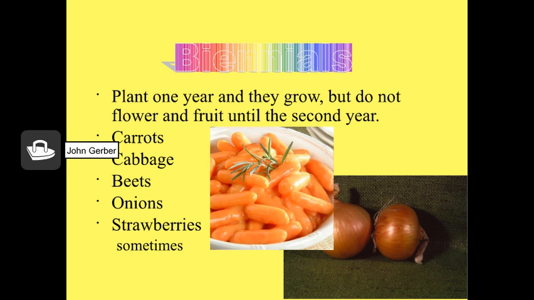Carrots and onions are examples of biennials which grow vegetatively the first year. After the winter, they'll often put up a seed head the second year. Of course, this makes them useless for consumption. We really don't want the seed head. We say the plant has bolted when it's gone to seed.